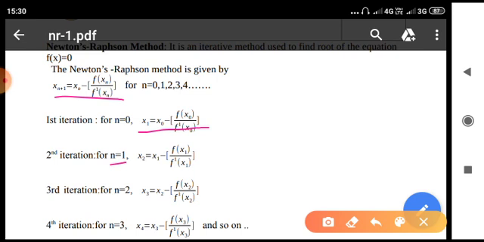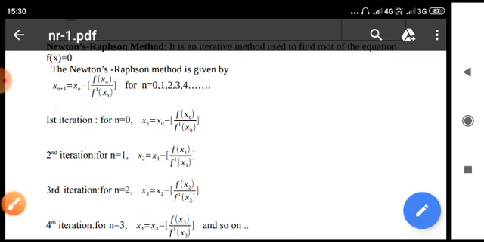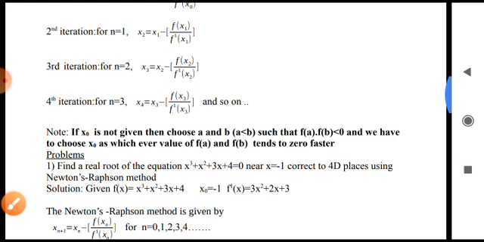Similarly, the third iteration is obtained by substituting n equal to 2 here. So the formula becomes x3 = x2 - f(x2) / f'(x2). Fourth iteration, for n equal to 3 we get fourth iteration. The formula is x4 = x3 - f(x3) / f'(x3) and so on.